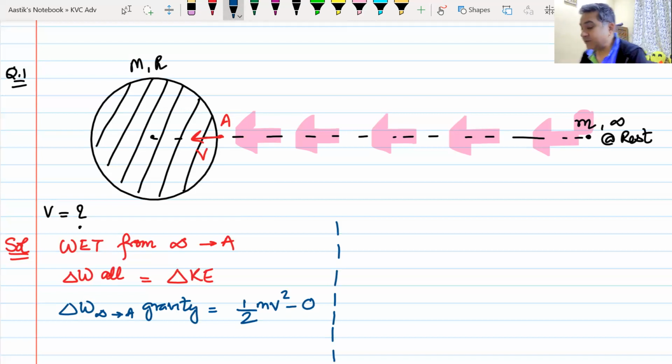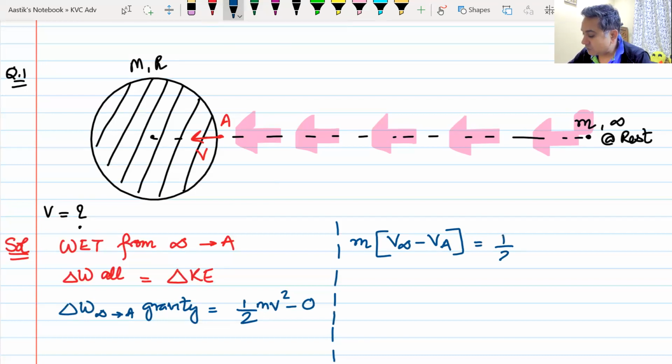What is the work done from infinity to A by gravity? That will be m, the mass which is moving, multiplied by V at infinity minus V at point A. Yes or no? Yes, sir.